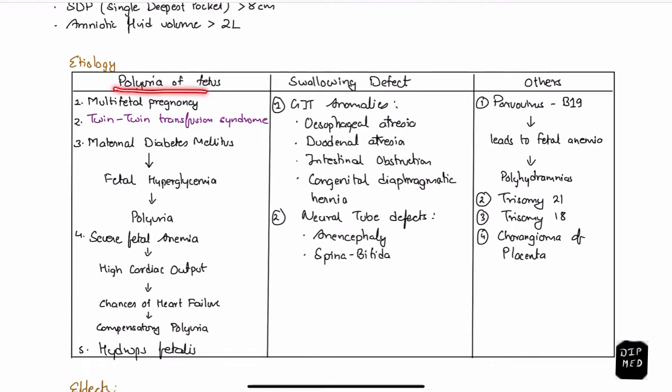First is polyuria of fetus, because if the urine production is high, more amniotic fluid is produced. The causes are multifetal pregnancies, twin-to-twin transfusion syndrome. In maternal diabetes, there is also fetal hyperglycemia, which can cause polyuria. In severe fetal anemia, cardiac output is increased, hence there is chance of heart failure. So to prevent that, compensatory polyuria occurs. And the last cause is hydrops fetalis.